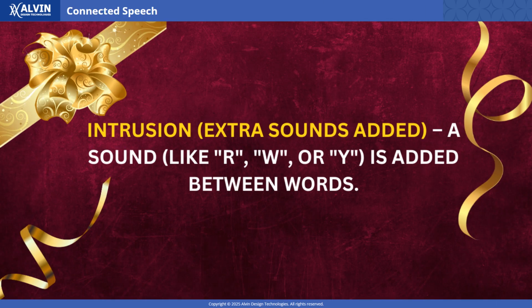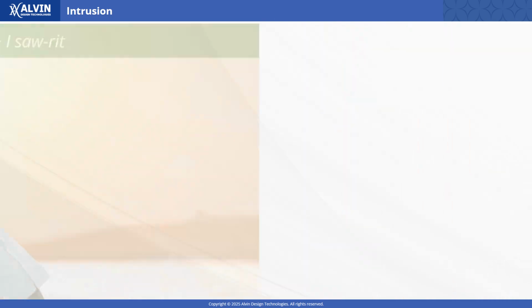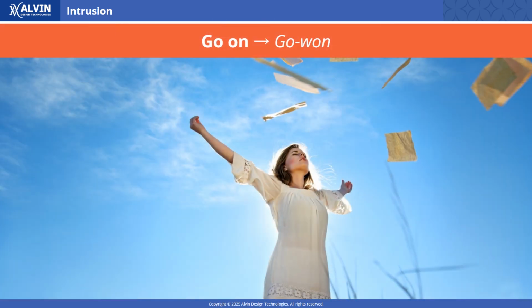Here are a few examples of intrusion, which occurs when a sound, like R, W, or Y, is added between words. I saw it. I saw it. Go on. Go on.